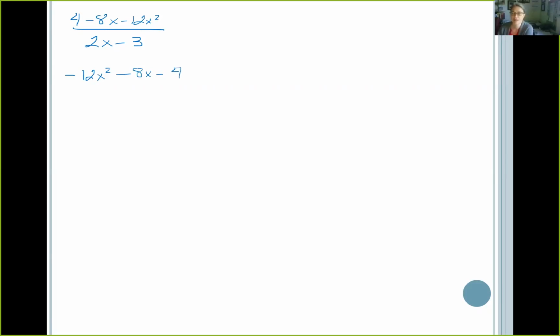Now, remember that when I do my synthetic division, I need x minus some number. So I factored out the 2. What I'm going to do is put in 3/2 in the box. And my coefficients are negative 12, negative 8, and negative 4.